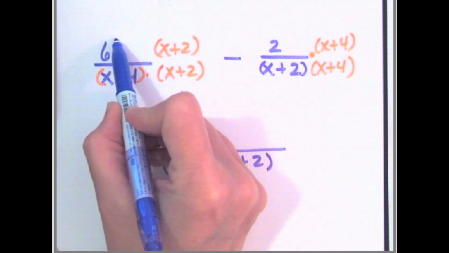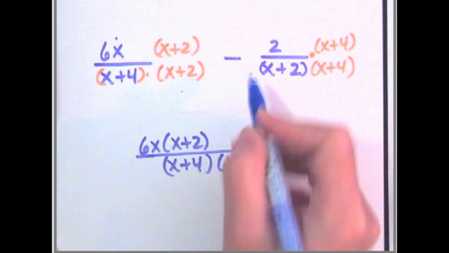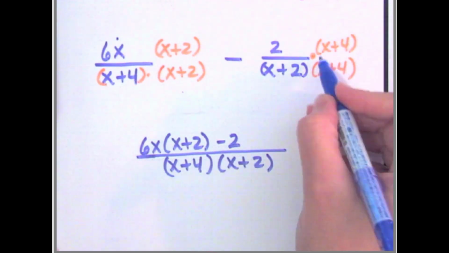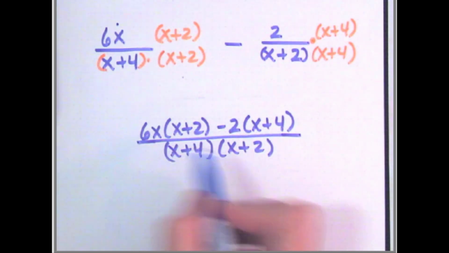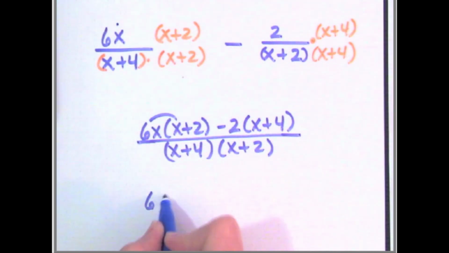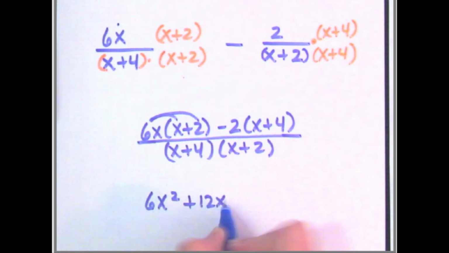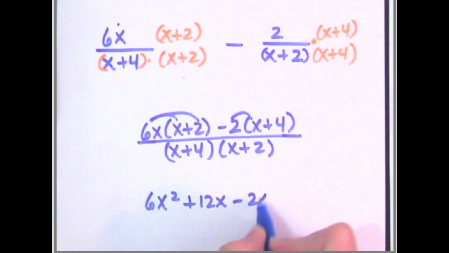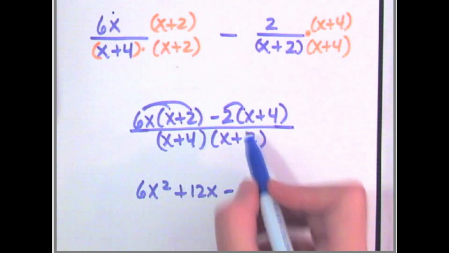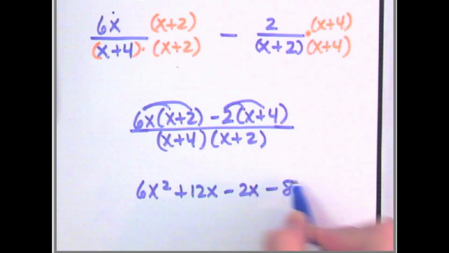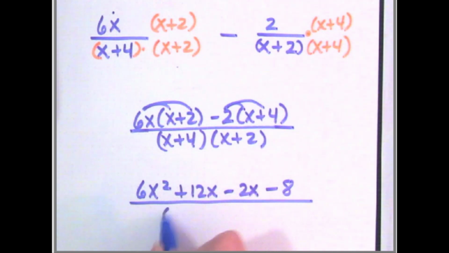In our numerator, we're going to have, let's just go ahead and write it out, 6x times x plus 2, and then minus 2 times x plus 4. And now we'll distribute. 6x times x is 6x squared. 6x times 2 is 12x. Negative 2 times x is negative 2x. Negative 2 times 4 is negative 8. Remember to distribute that negative to both. And then our LCD.